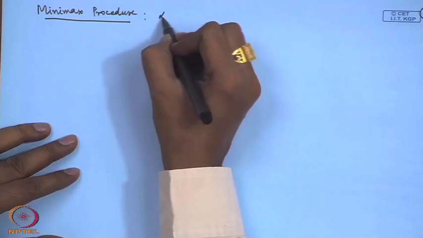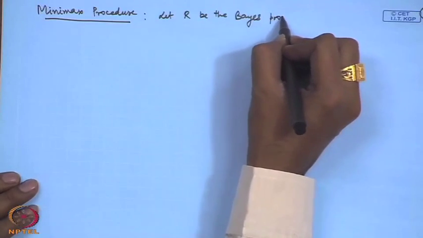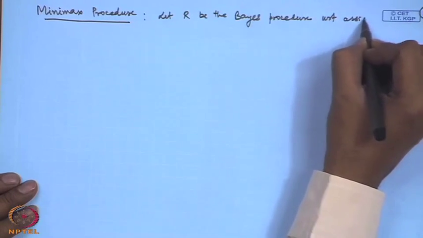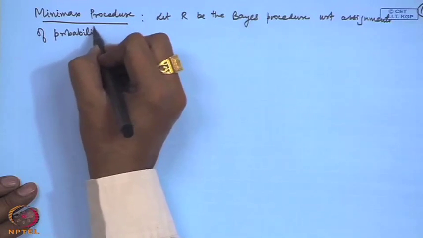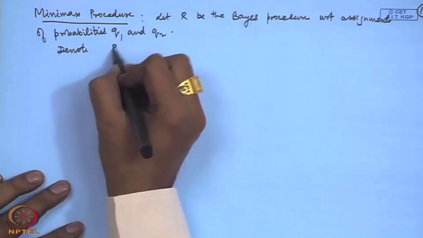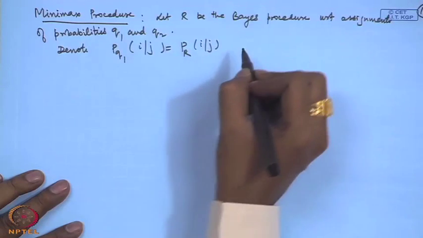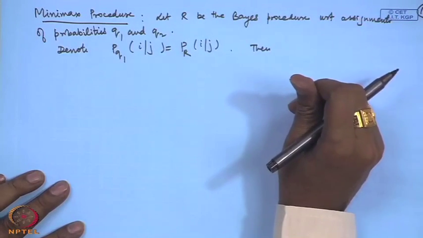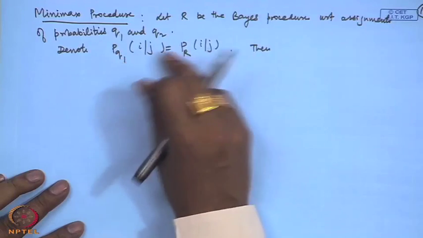So, let R be the base procedure with respect to assignment of probabilities q 1 and q 2. Let us denote P of q 1, i given j, is equal to P of R, i given j. That means, when q 1 q 2 is there, then the procedure 4 that I have written, that procedure we are considering as the base procedure. And under that, the probability of misclassification I am denoting by q 1, just to denote that.